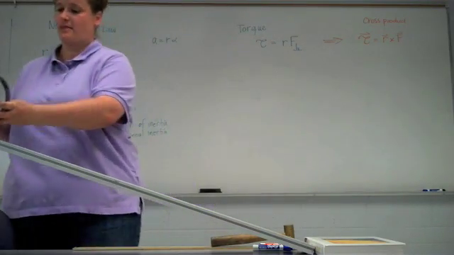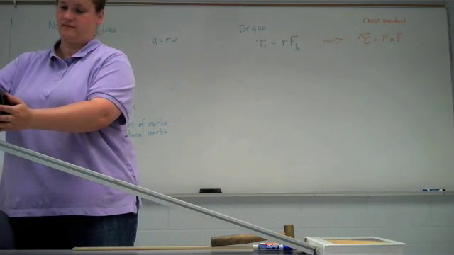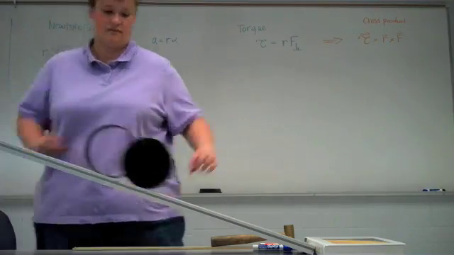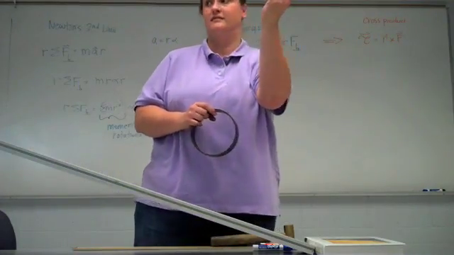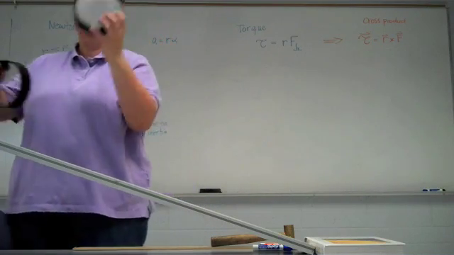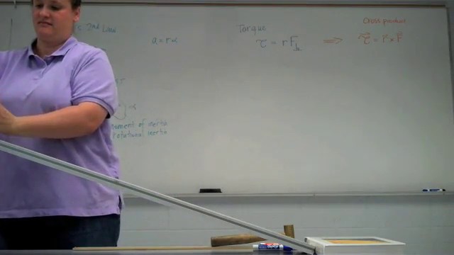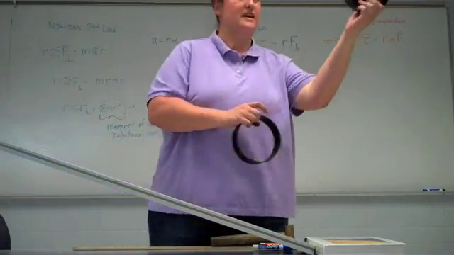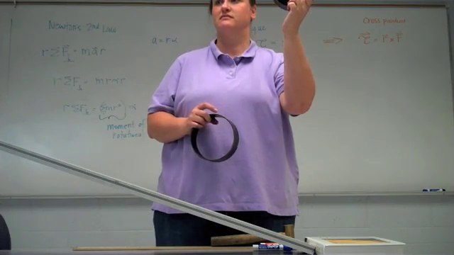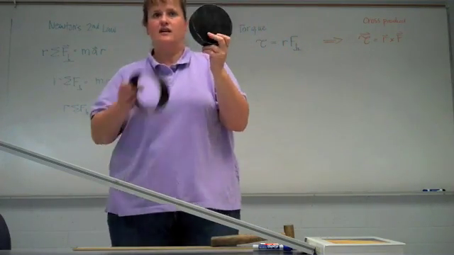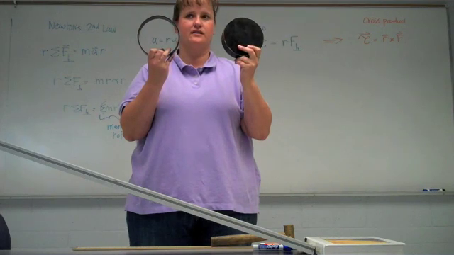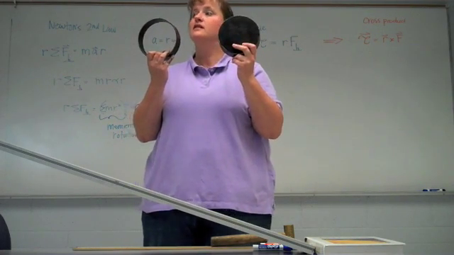Well, let's see. This guy won. This guy will always win. If they have the same mass and the same radius, though, why are their moments of inertia different? The mass is concentrated at the edge of the radius.